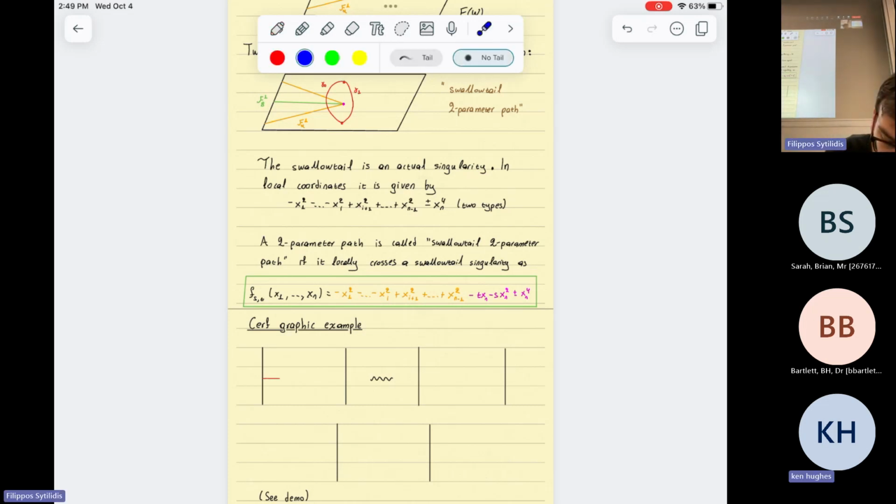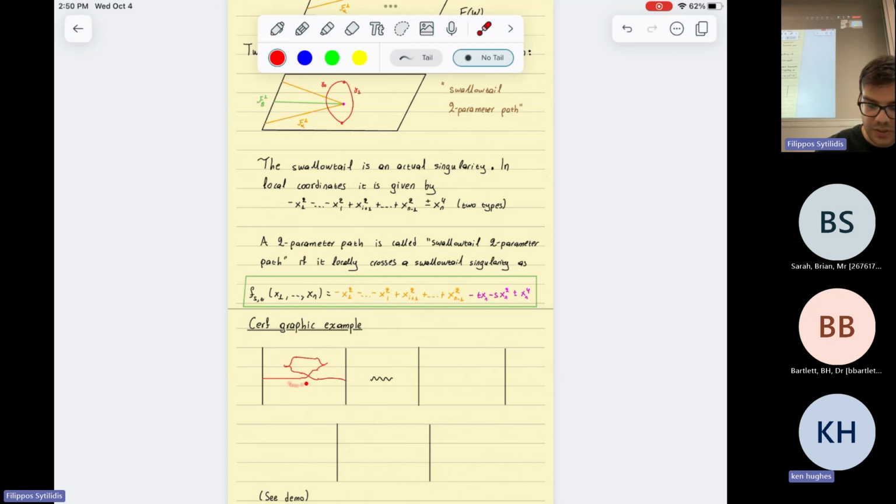And then here I have a birth. So I'm going into 3 critical points. So this would look like that. Then I have a crossing. So this is going to look like that. And then when I cross here, I have death. So this is going to look like that.